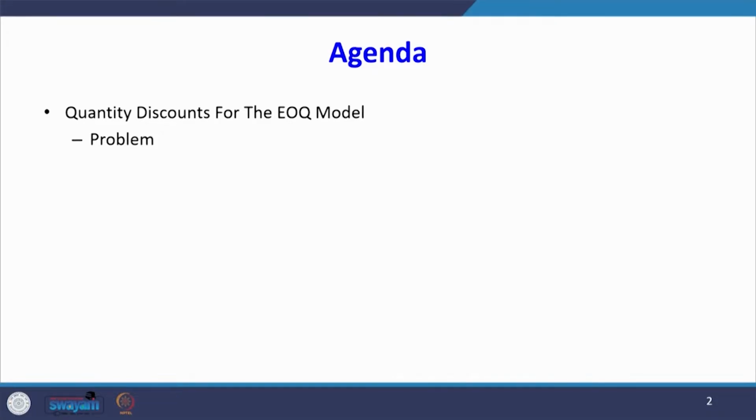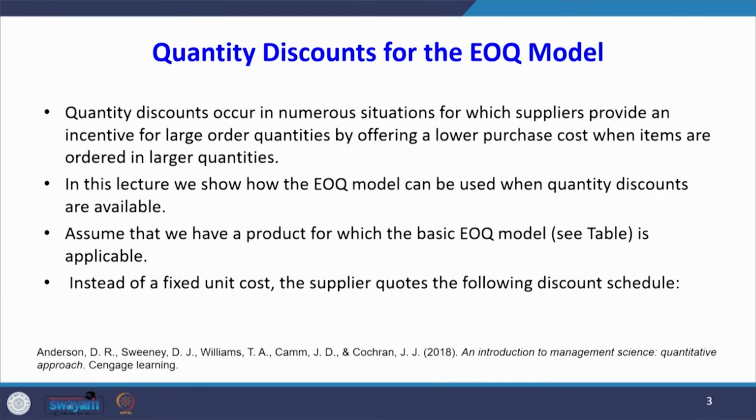When we buy more, there is a possibility our holding cost may increase. So, we need to have a trade-off between our holding cost and whether we have to avail that offer or not. That kind of inventory model we are going to see in this lecture. So, the agenda for this lecture is quantity discounts for the EOQ model.